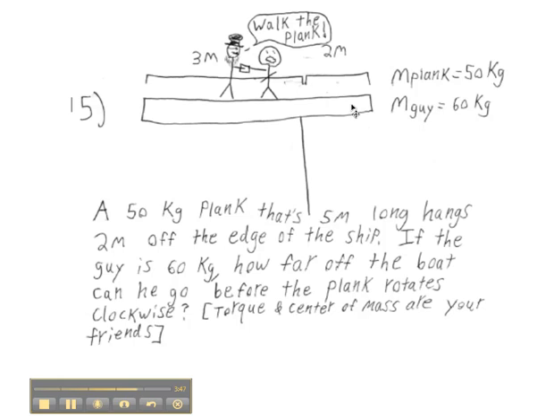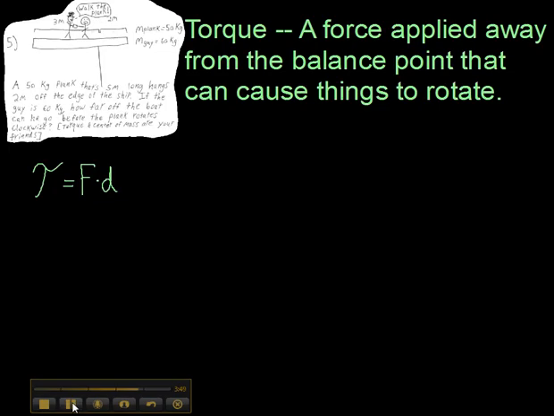So first of all, a quick refresher. This is a torque problem because it's talking about rotations. And a torque is a force away from the balance point of something that can cause it to rotate. I say that it can cause things to rotate because it only causes a rotation if the torque is out of balance. If the torque is balanced both ways, then the object will not rotate. And it's equal to force times distance away from the point of balance.